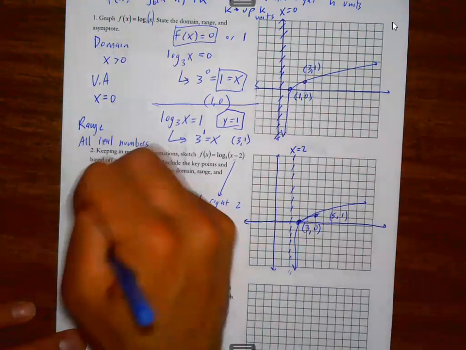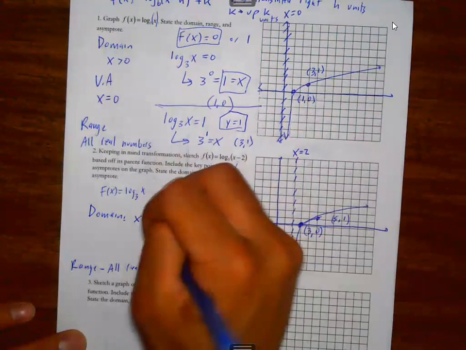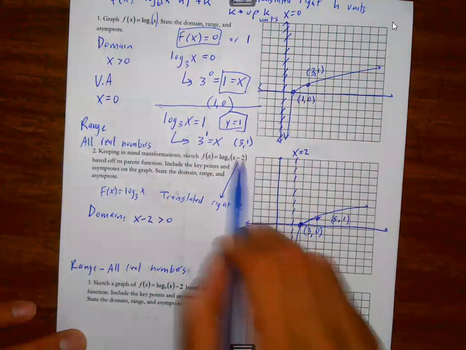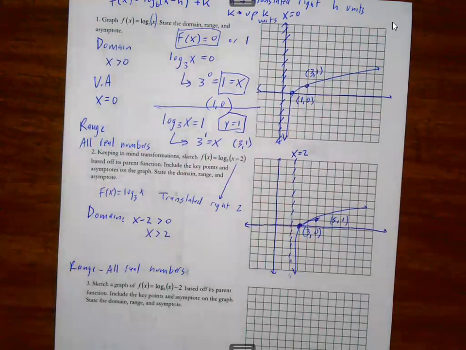But you can also do that by taking x minus 2 and setting it greater than 0 because whatever you take the log of has to be positive. So the domain, getting it another way, x is greater than 2. And we got our key points. All right.